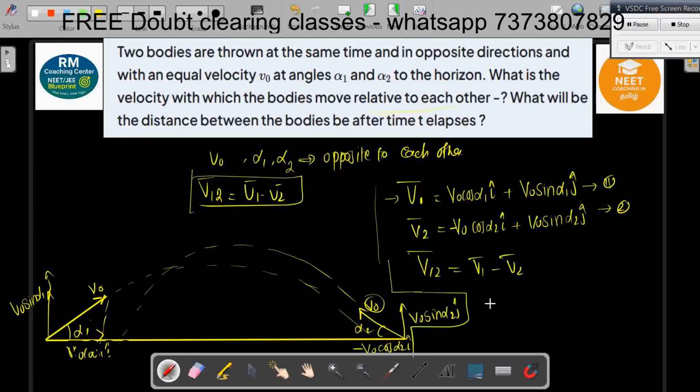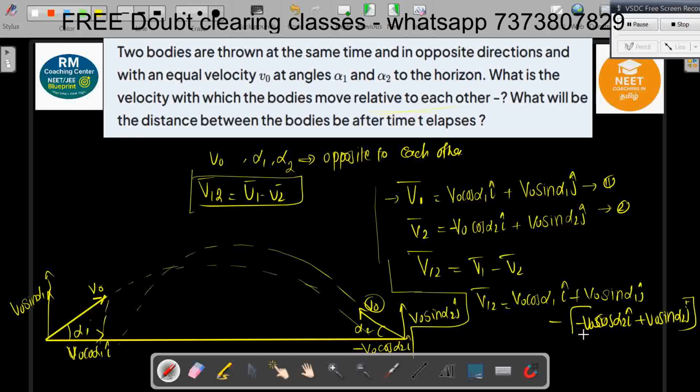relative velocity. So the relative velocity of 1 with respect to 2 gives v naught cos alpha 1 i cap plus v naught sin alpha 1 j cap minus of minus v naught cos alpha 2 i cap plus v naught sin alpha 2 j cap. So I have an equation v12.